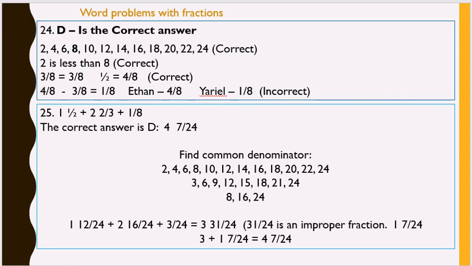31/24 is an improper fraction. So we have to solve that. 24 will go into 31 one time. We have 7 left over. And so we have 1 and 7/24. So now we have to say 3 plus 1 and 7/24 equals 4 and 7/24. So again, the correct answer is D, 4 and 7/24.